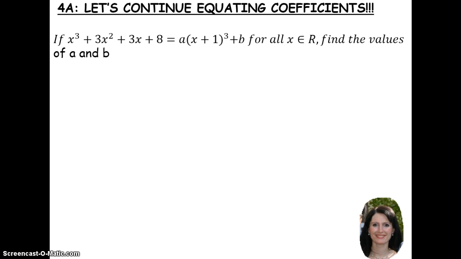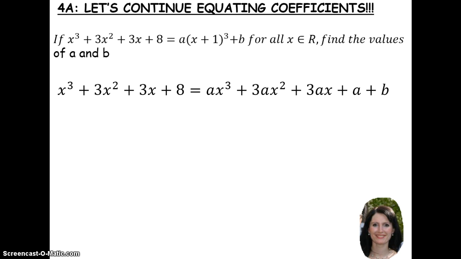Let's look at another example. So we want to find a and b once again. This time we've got x cubed plus 3x squared plus 3x plus 8 equals a(x plus 1) cubed plus b. Let's expand on the right. So we end up with ax cubed plus 3ax squared plus 3ax plus a plus b. Let's go for the x cubed first. On the left we've just got x cubed, on the right we've got ax cubed. On the left, the coefficient of x cubed is 1, so therefore a must equal 1.